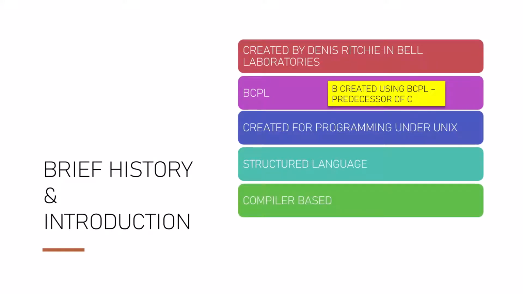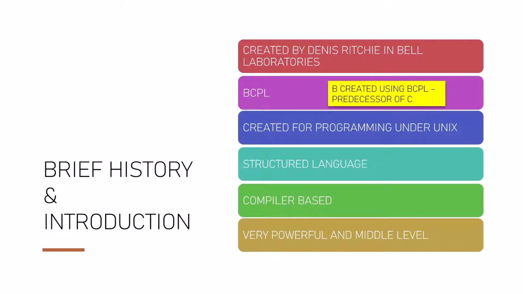Now, what do we mean by C is compiler based? You may be aware that computers understand only one language, that is machine language, and any code we write needs to be translated into machine language. There are two kinds of software that do this job. One is the compiler, the other is the interpreter. C uses a compiler. If you worked with Python, then you know Python uses an interpreter.